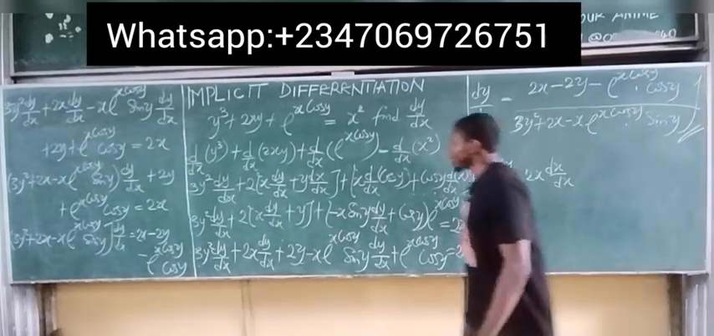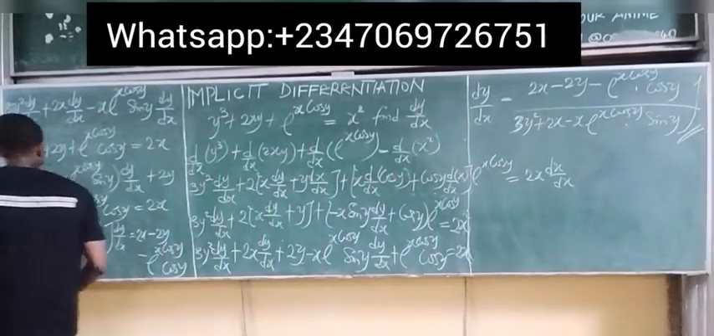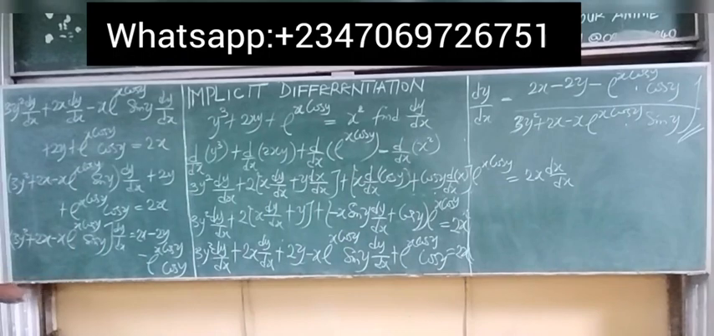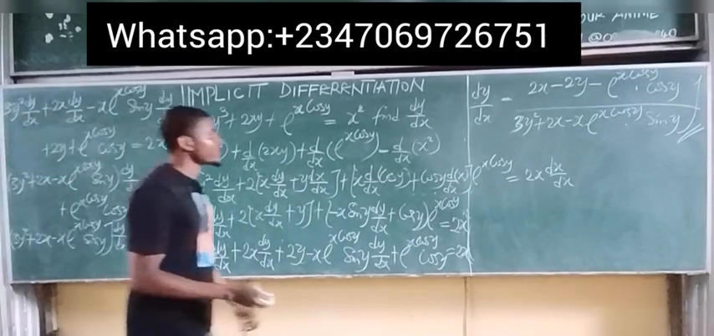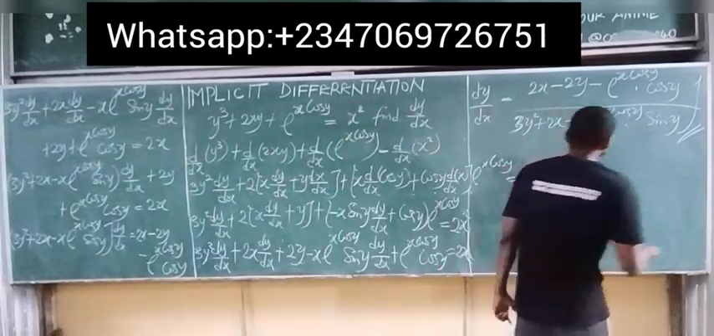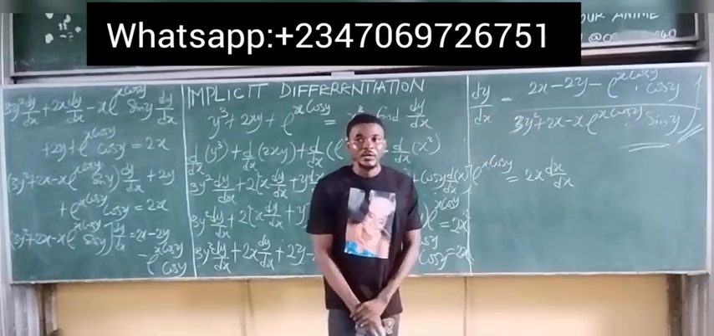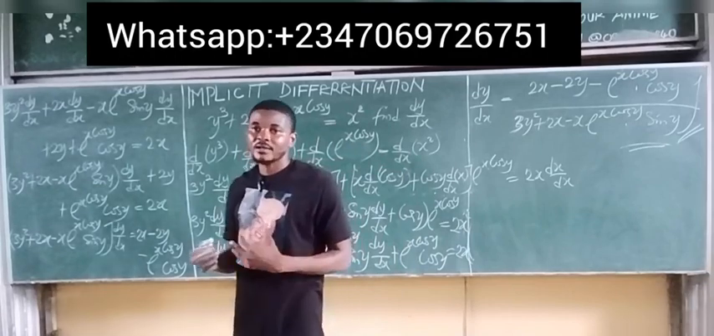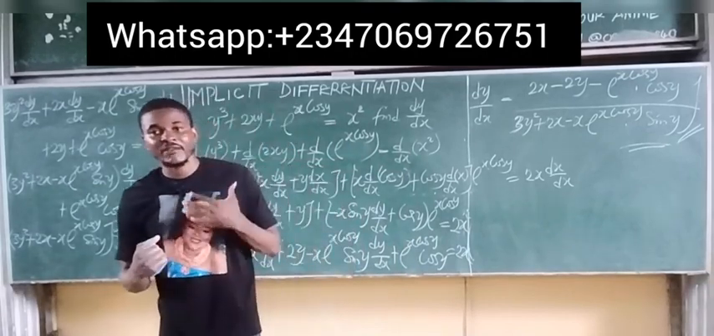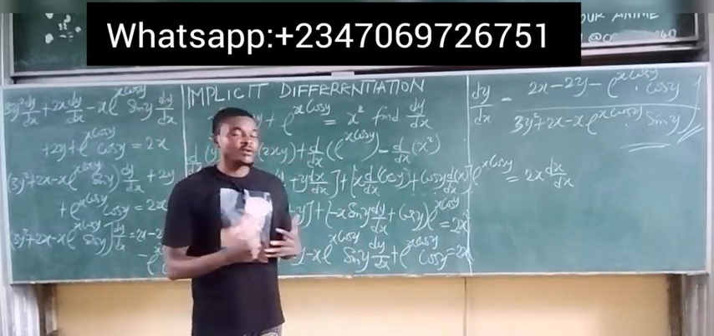So let me cross check that a bit. All right, so I think we're in order. So that becomes the final answer to that given differentiation. All right, guys, so that's how you carry out differentiation of implicit functions involving exponential functions.